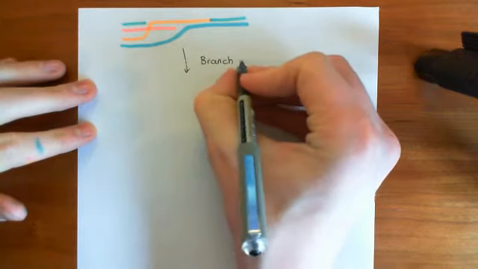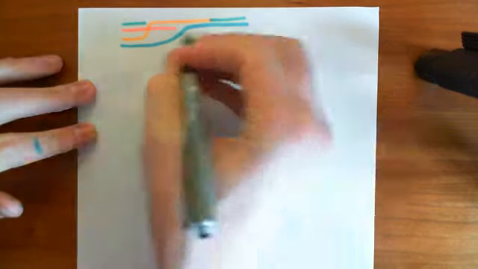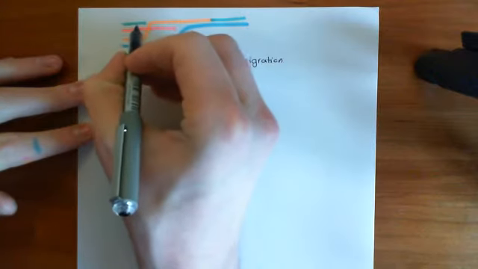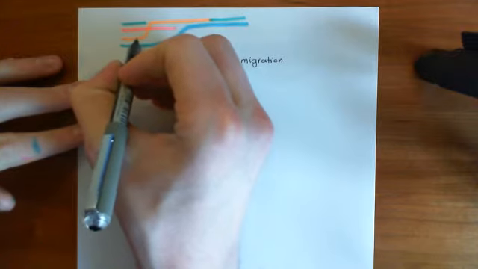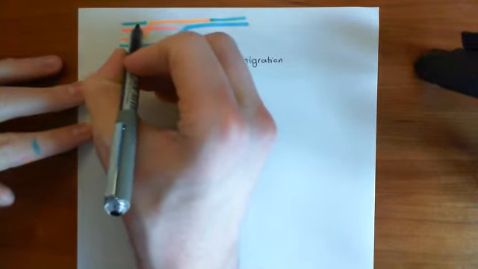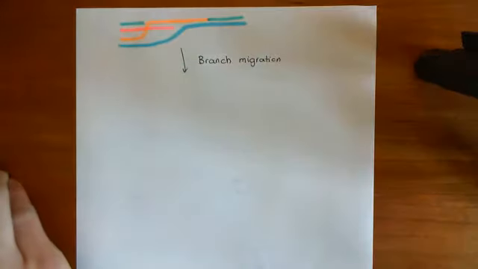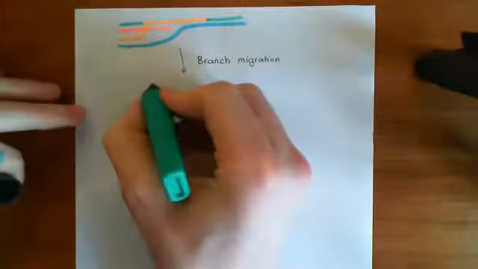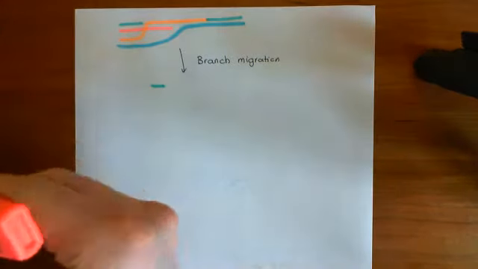And remember, what happens in branch migration is you're going to peel this turquoise strand away from the red strand, you're going to peel the orange strand away from the blue strand, you're going to transfer the orange strand onto the red strand, and then you're going to move this portion of the turquoise strand onto the blue strand to form that holiday intermediate.